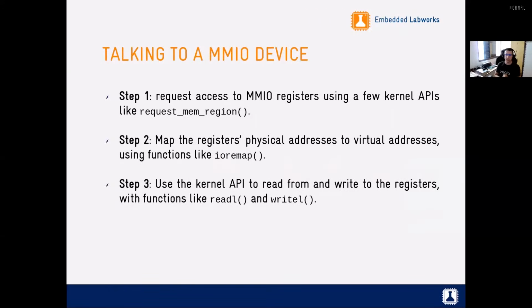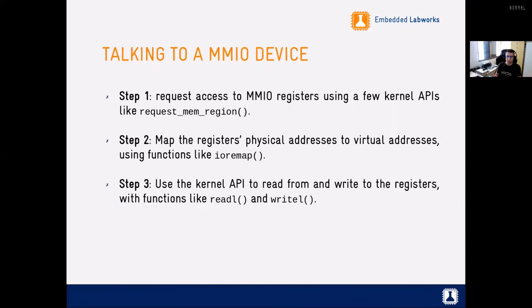Those are, again, three main steps to talk to a memory mapped I/O device. You need to request a region of memory where you have the registers. This is not mandatory, but it is recommended because with this, the kernel knows which drivers are using which part of the registers available in memory. Step 2, mapping from virtual to physical addresses. We can use ioremap for that. And the third step is really writing to those registers.